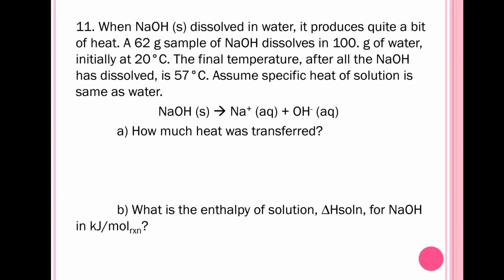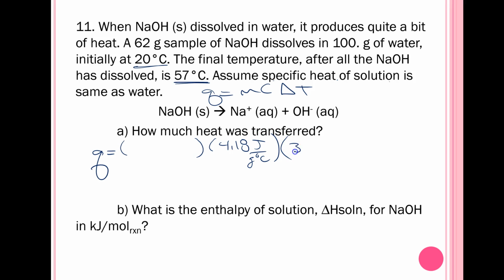So some NaOH is dissolved in water, gets hot. The temperature started at 20, temperature went up to 57. Anytime temperature changes, it's Q equals MC delta T. So to find the heat that was transferred, Q equals the mass. It says assume the specific heat of the solution is the same as water, so 4.18 joules over grams degrees C, and the temperature change is 37 degrees C. Okay, and here's my reaction.